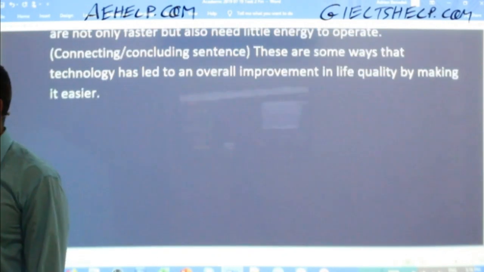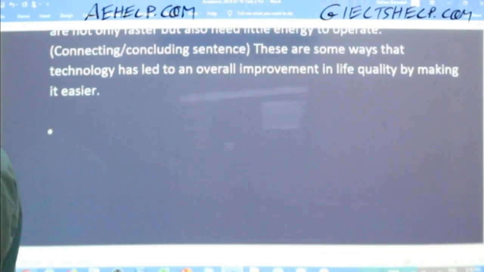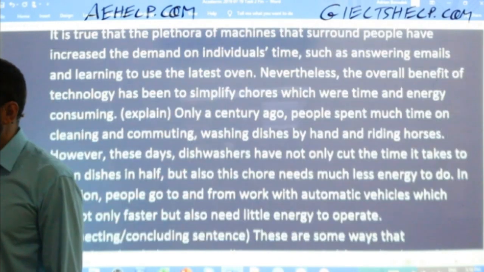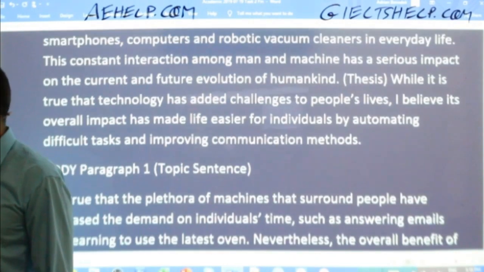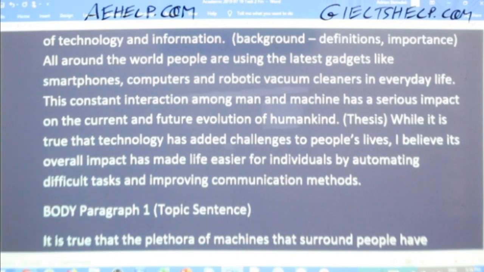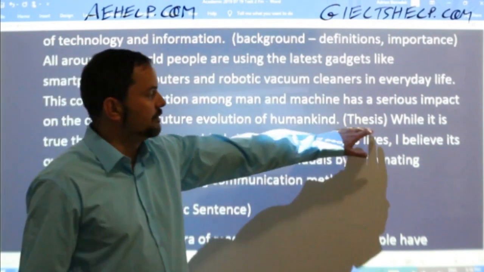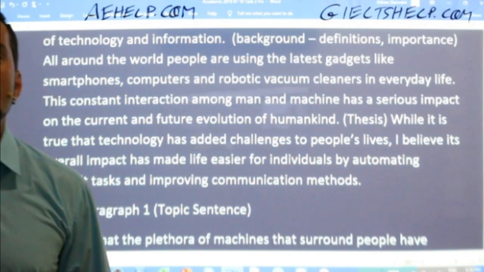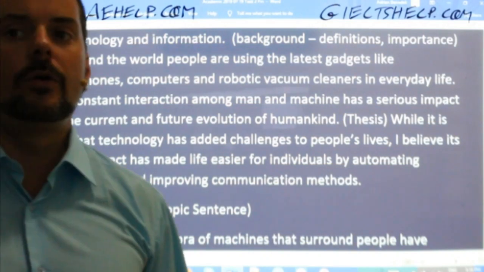So now I need my body paragraph 2. Okay. What is my body paragraph 2 about? So what should my topic sentence be about? I'll show you my thesis again. So here's my thesis, starting from here with while. So what should that be about?